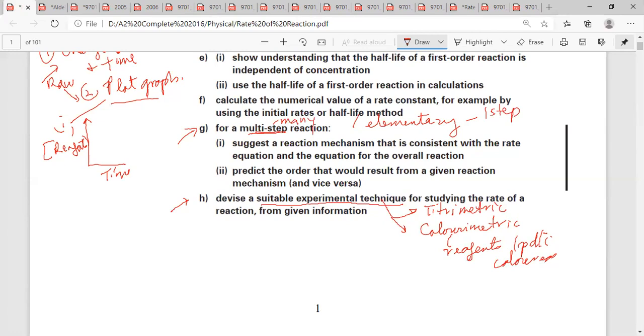So they say suggest, or we normally say predict, a mechanism that's consistent with the rate equation and the equation of the overall reaction. So these two things here, rate equation and overall reaction equation. You can see how these two tie in together. Predict the order that results from a given reaction mechanism, and vice versa. You can see how this whole thing is related. So it's the last part we're going to do here.